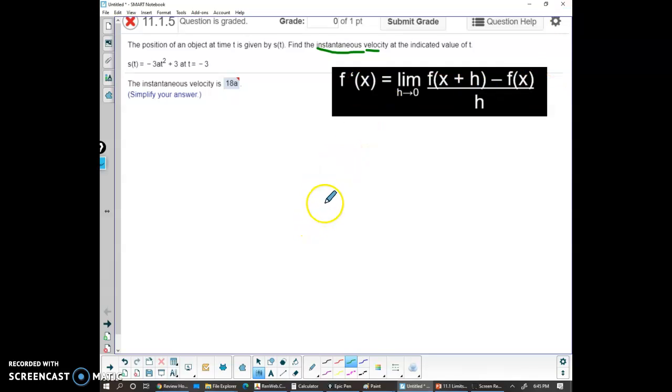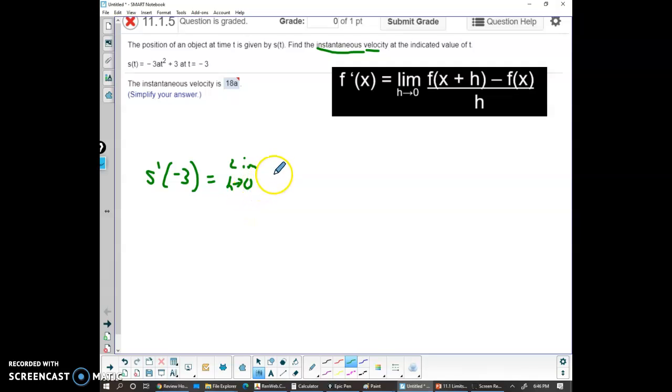The first thing you want to recognize here is that x is t, and they give it to you. So we'll write it out with s and substitute the -3 in for t. So s prime of -3 is what we are looking for. And then h, you always want to use h because that is the way the formula has it. You could use another variable, maybe h for hours, as h approaches 0.